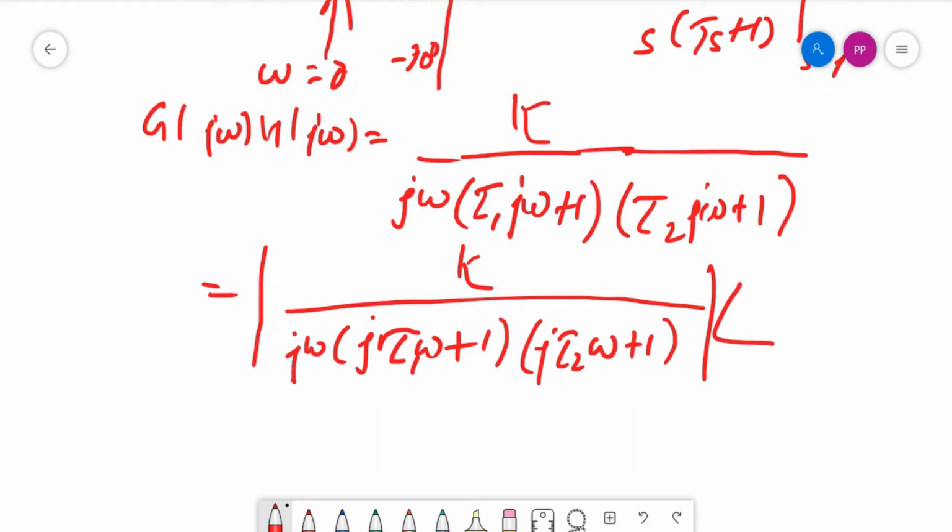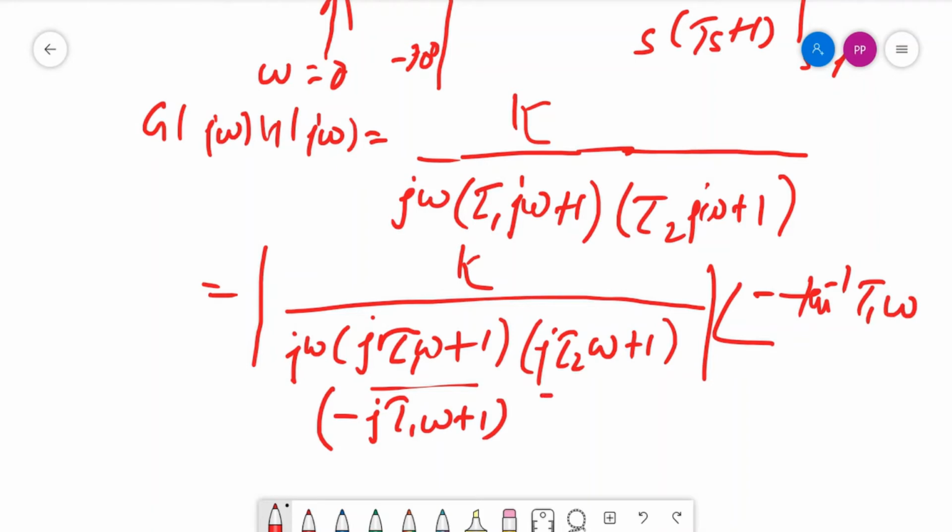So what are the different phases? The phase for tau 1 omega plus 1: when it is rationalized, it should be compensated by its complex conjugate, that will be minus j tau 1 omega plus 1. This is the complex conjugate, so that will be in the numerator. So the phase angle should be minus tan inverse tau 1 omega.